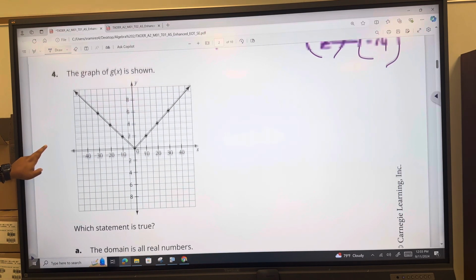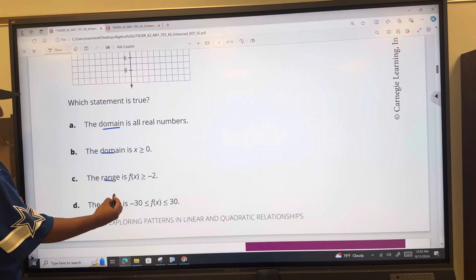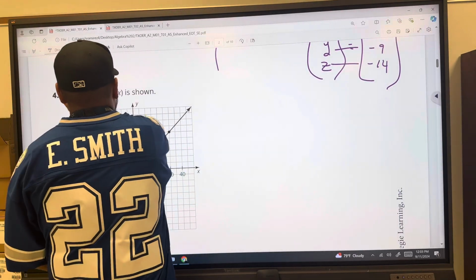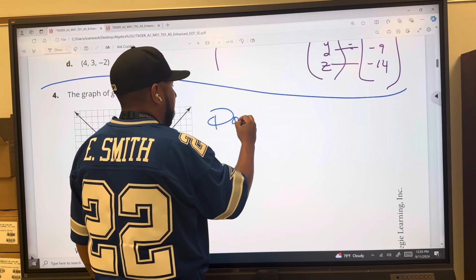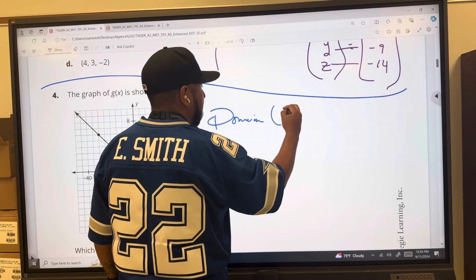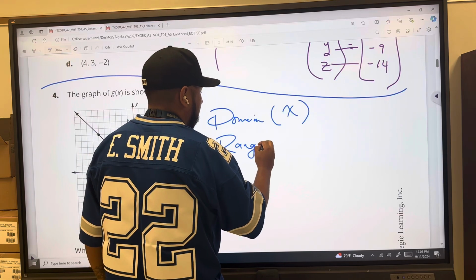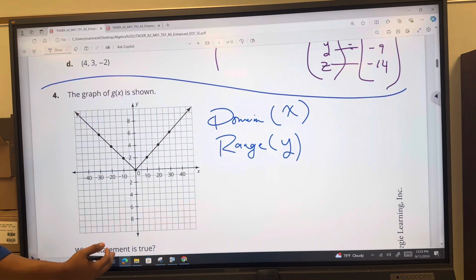What statement is true? This is talking about domain and range. Hopefully you remember this from Algebra 1. Domain is always X. Range is always Y. So we just need to make sure we're looking at what we're supposed to.